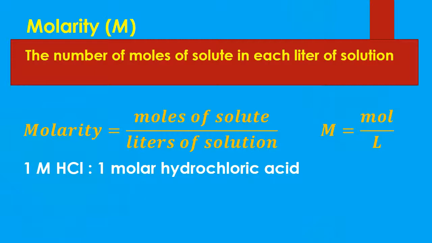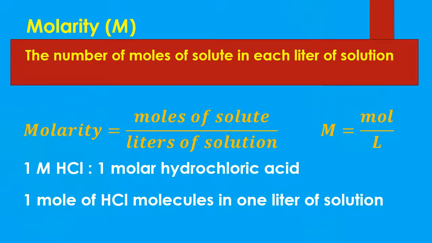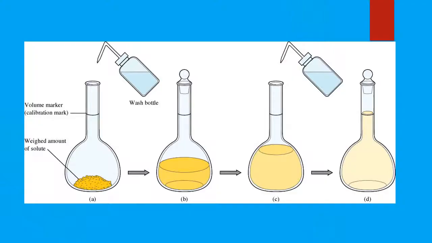Now you see 1 M HCl. So you see this written sometimes. What it means is that it's 1 molar hydrochloric acid. So this is how it is read. And what that means is that we have 1 mole of hydrochloric acid molecules in 1 liter of solution. So in each liter of solution, we have 1 mole of HCl molecules.